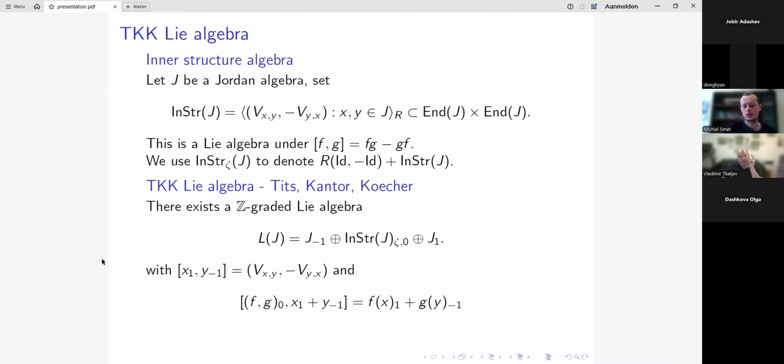Can I interrupt you? Okay, can you just repeat again? So what is G1 and G minus 1? Okay. G1 and G minus 1 are distinct copies of your Jordan algebra.